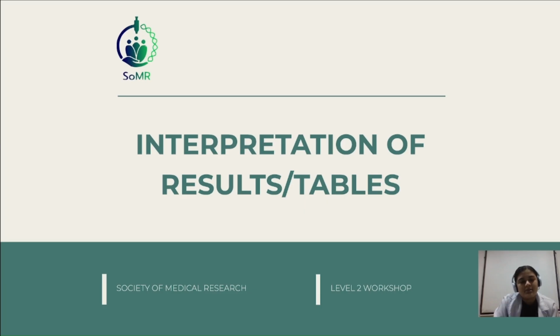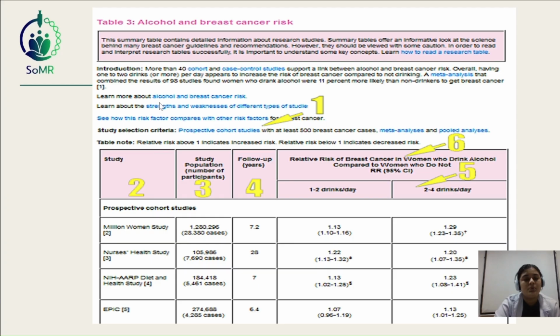Today I'll be discussing how to interpret the results and tables of a meta-analysis. So as you can see, this is an exemplary data extraction table. The first thing that we've decided is what kind of studies have been added.